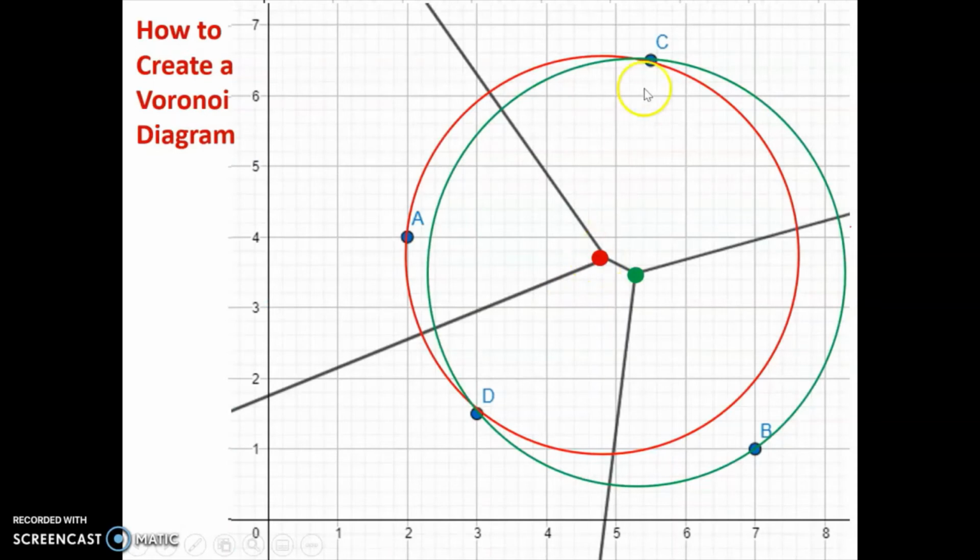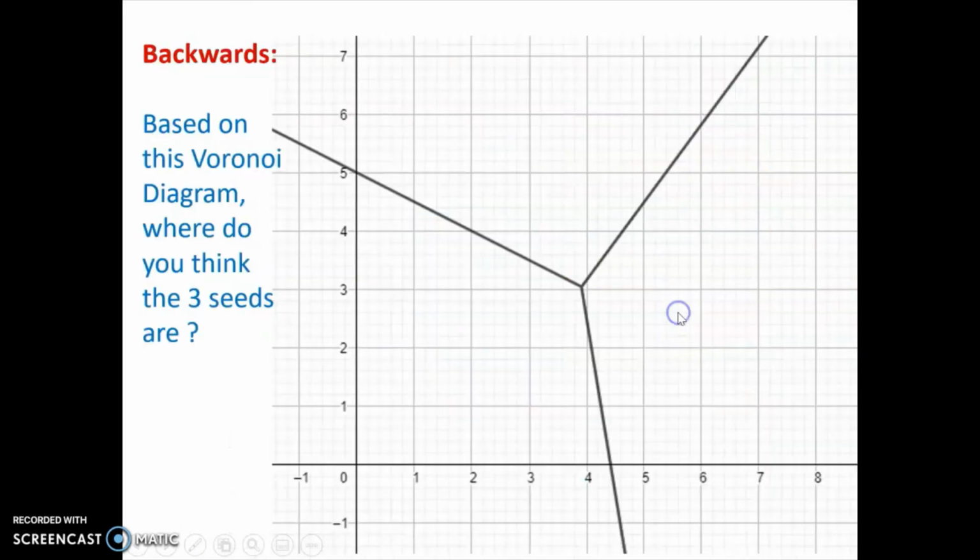This red dot represents a place that's equally distant from A, C, and D. And that could be a good location for a new shop. Or this point here is equally distant from D, B, and C, which could represent a good location because it's equal distance from those.